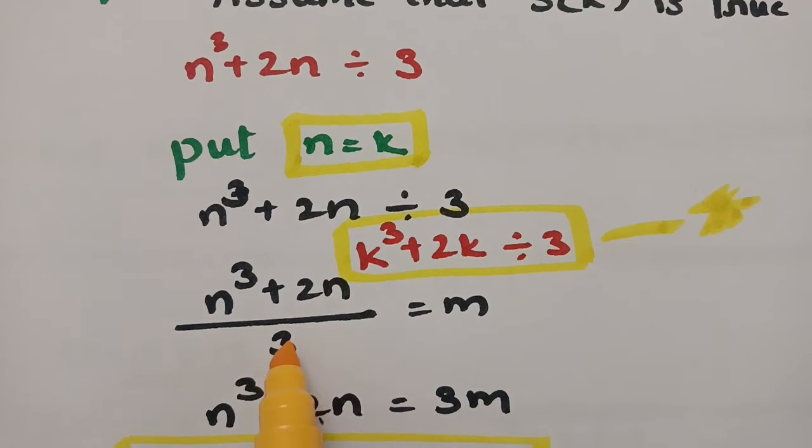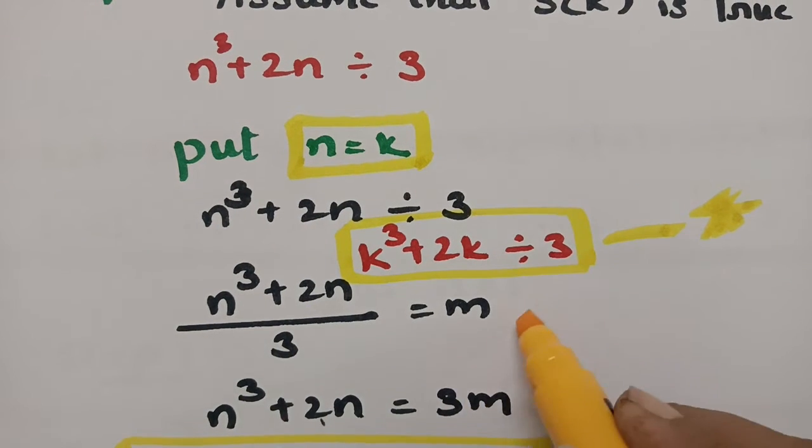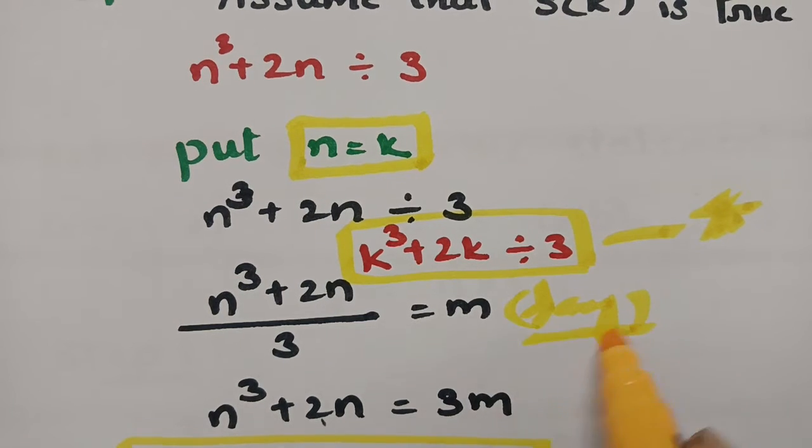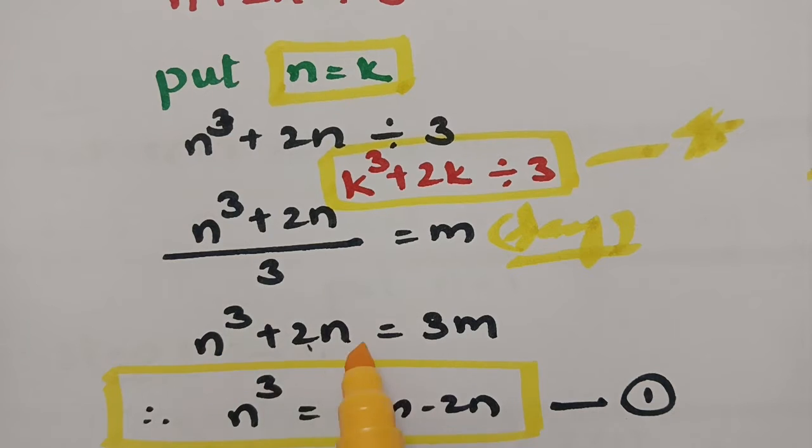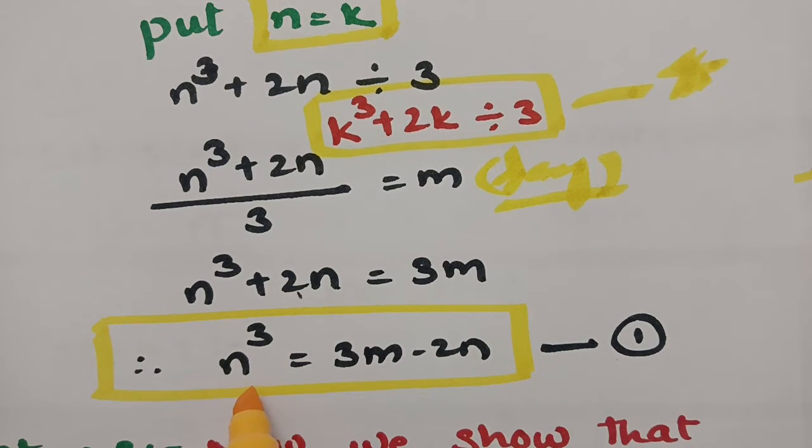And if it is divisible by 3, so here the quotient is m. So let us say that the quotient is m. Therefore, k cube plus 2k is equal to 3m, and k cube value is equal to 3m minus 2k. So name it as equation 1.